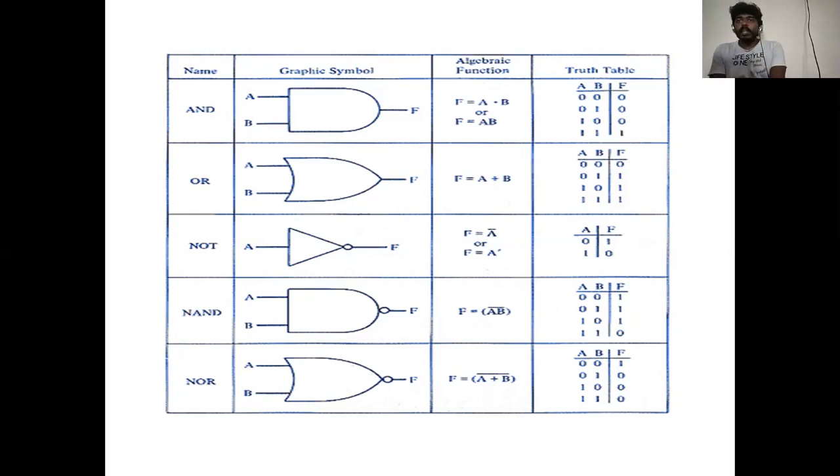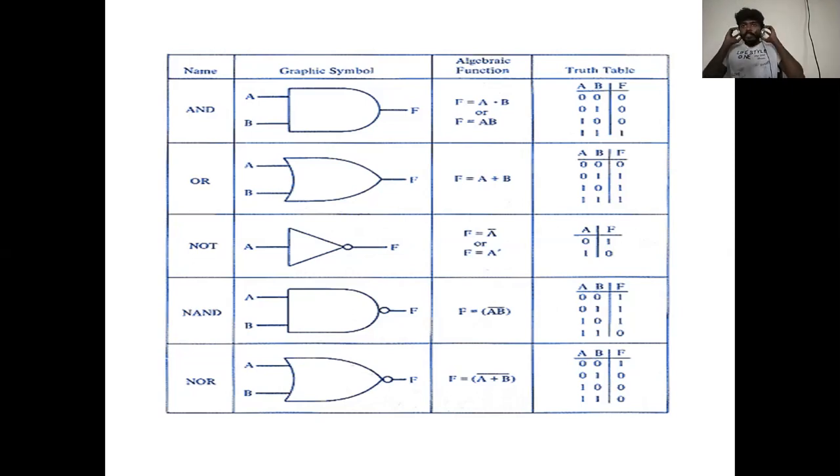And then next is the OR gate. The OR gate will perform the addition operation. Here we have the algebraic function, that is f is equal to a plus b. Similarly, for the truth table of the OR gate, we have 0 plus 0 as 0, 0 plus 1 as 1, 1 plus 0 as 1, and 1 plus 1 equal to 1, right?